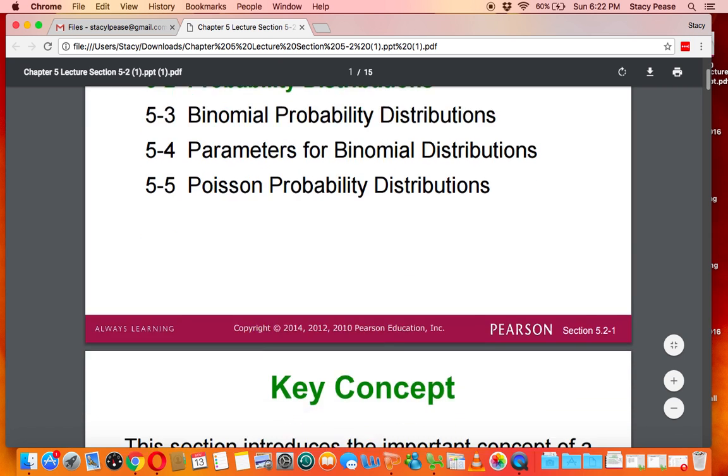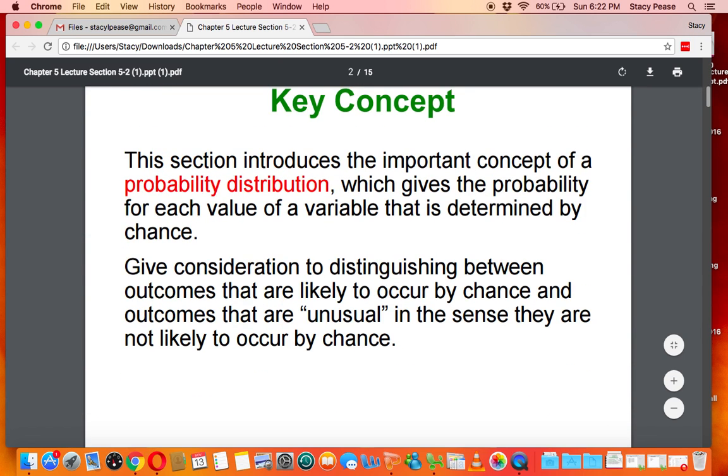So in this section, the key concept is that we are going to talk about probability distributions, which give the probability for each value of a variable that is determined by chance. So in this section, we're going to give consideration to distinguishing between outcomes that are likely to occur by chance and outcomes that are unusual in the sense that they're not likely to occur by chance.